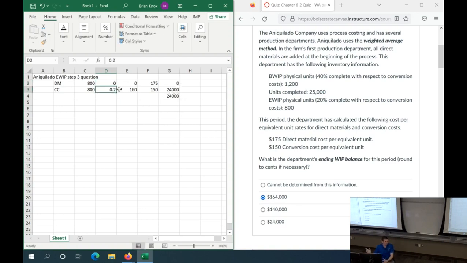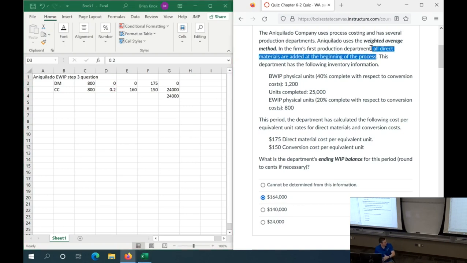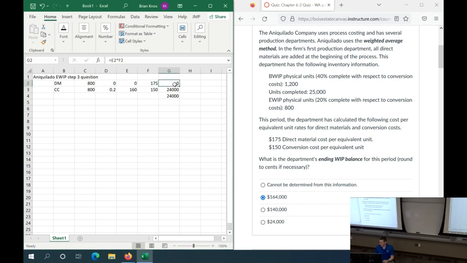And if this were the exact same question, just with that change, which, in case you didn't hear it, instead of this sentence, it would say all direct materials are added at 50% of the way through with regard to conversion costs. Then we would end up with this number right here. There'd be no cost in ending WIP with respect to direct materials, but we'd still have the 24,000 for conversion costs.